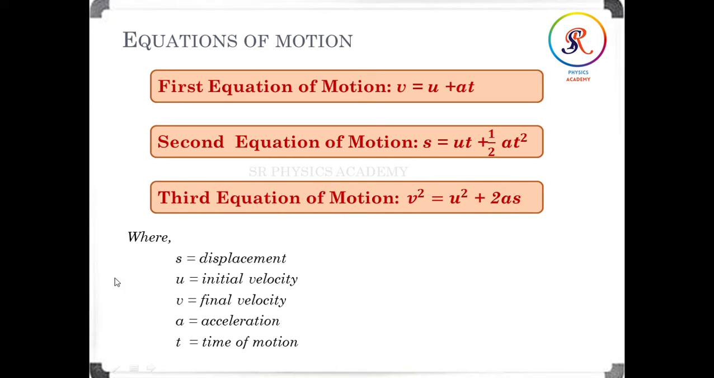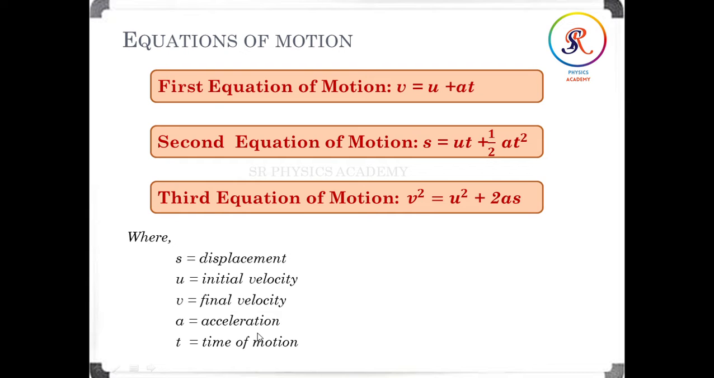So here, S is displacement, U is initial velocity, V is final velocity, A is acceleration, T is time. So these are the letters we have to remember: S means displacement, U is the initial velocity symbol, V is the final velocity symbol, A is for acceleration, T is for time of motion.